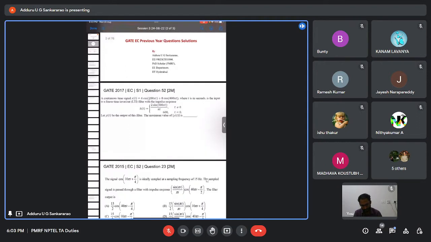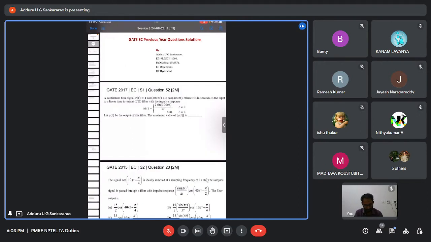A continuous time signal x of t equal to 4 cos 200 pi t plus 8 cos 400 pi t, where t is in seconds, is the input to a linear time invariant filter with the given impulse response. Let y of t be the output of this filter. The maximum value of y of t is. So this is the question given.